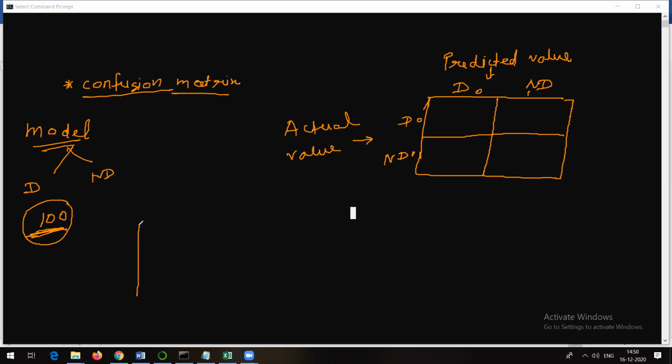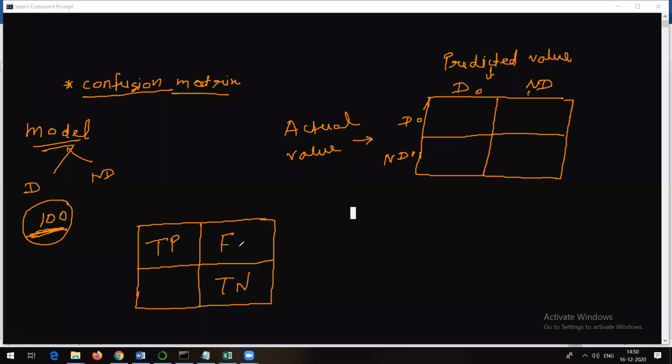Those values have some names. Let me first of all tell you what the names are. This is something important. See, this is called true positive. TP is true positive, and just diagonally opposite to that is called true negative. This is called false positive, and just diagonally opposite to that is called false negative.